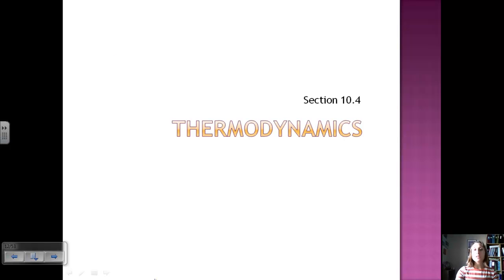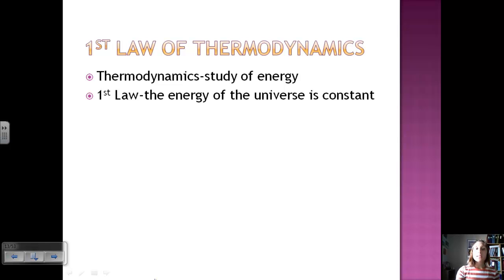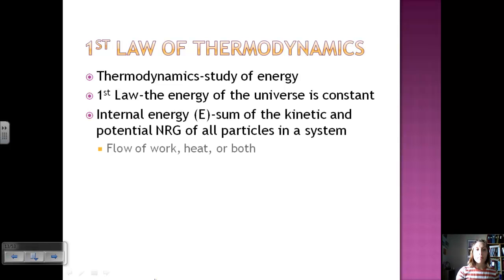All right, the last section we're going to talk about is thermodynamics. So this kind of takes all the stuff we talked about, puts it together. Okay, well, the first law of thermodynamics, which is the study of energy, says that the energy of the universe is constant. Okay, so even though we've got all these changes going on, the overall is the same. So the internal energy, or E, is the sum of the kinetic and potential energy of all the particles in our system, in what we're interested in. So this would be the flow of work, or the flow of heat, or both. Because remember, we said that work and heat were the two parts of energy.